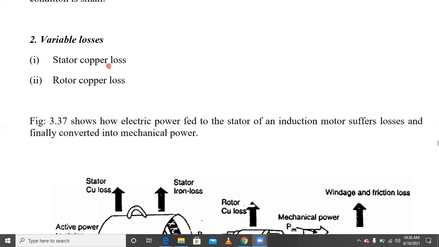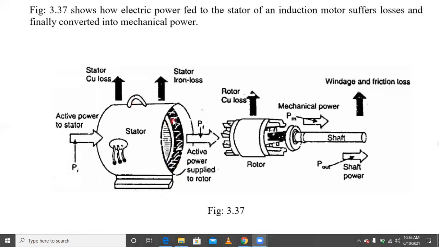The winding is made of copper, that's why it's called stator copper loss. Generally it's called copper loss. The rotor also has winding in a slip ring induction motor, and in a squirrel cage induction motor it has conducting bars, copper or aluminum bars. In those bars the rotor copper loss takes place. You can easily understand this using a diagram.